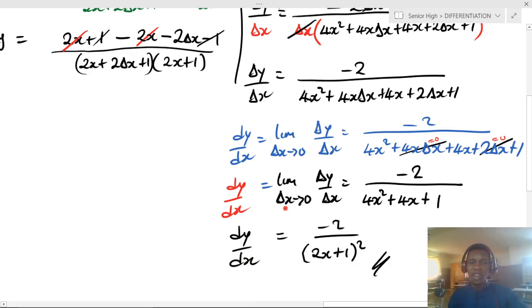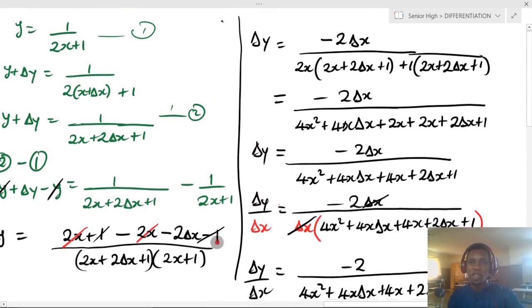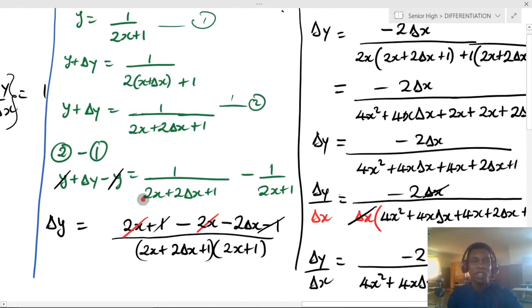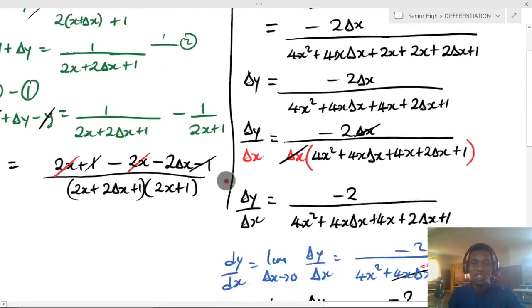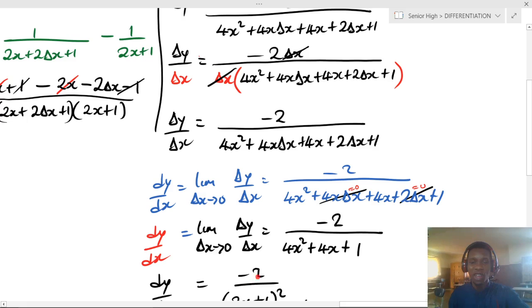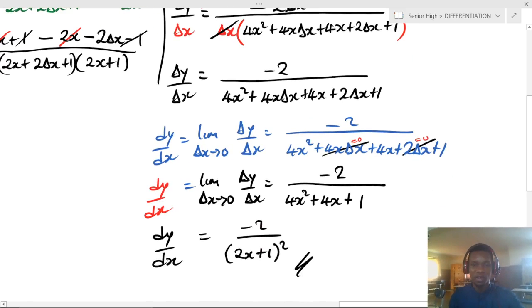So therefore, if they ask you what is the derivative of this particular value, you just get minus 2 over this part. So this is the answer. This is all that we've done. Now this is first principle. First principle is kind of very long.